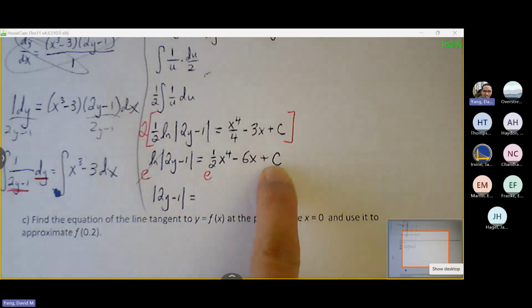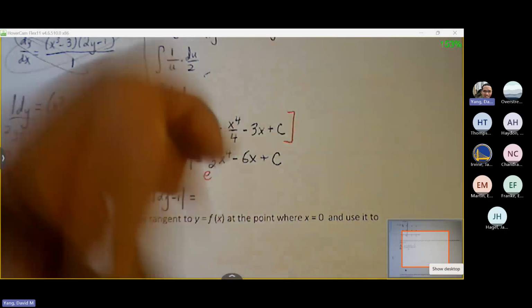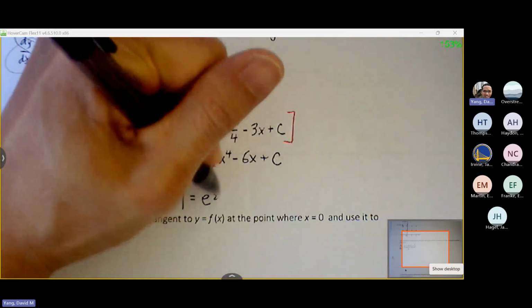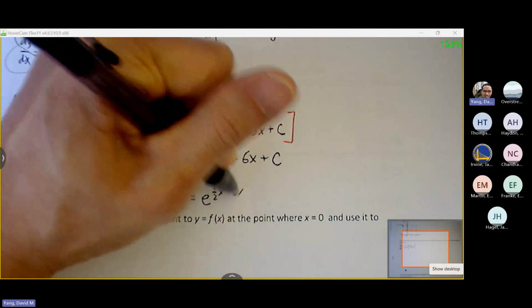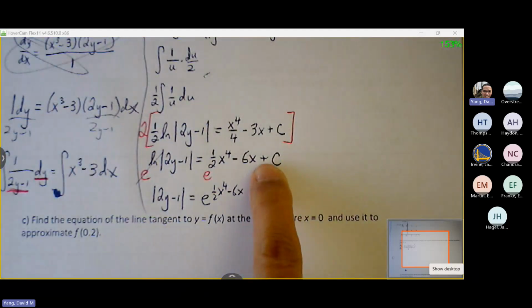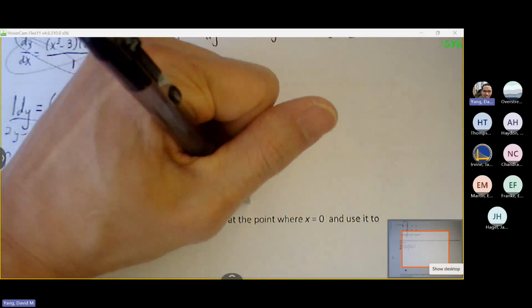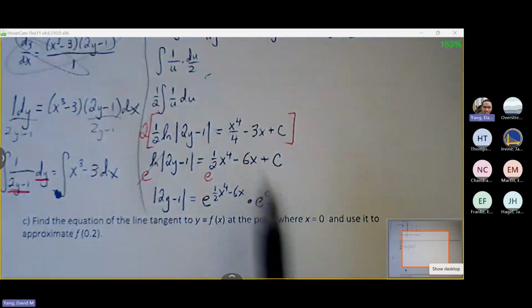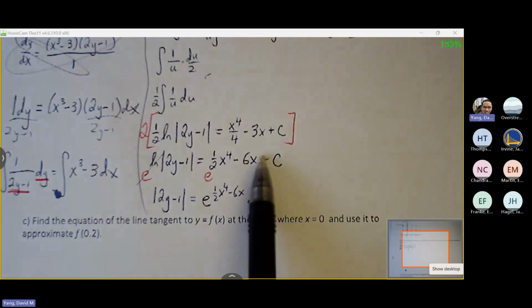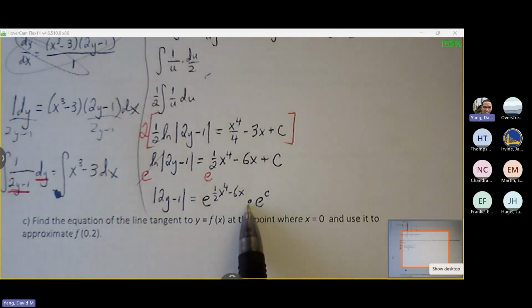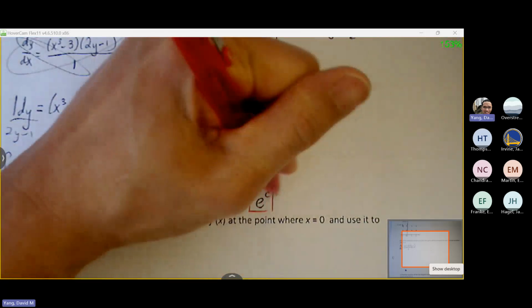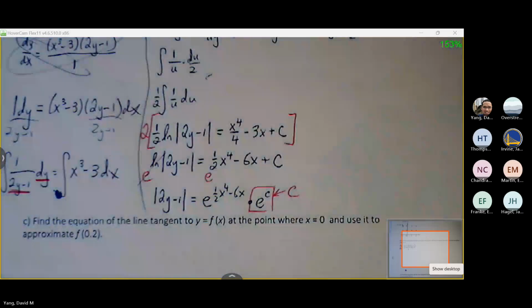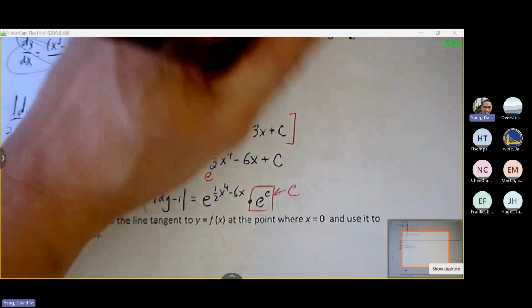And I'm going to separate that c away from my variable expression. So e to the 1/2 x to the 4th minus 6x. Remember, this plus is going to turn into something else, right? It's going to turn into what? Times e to the c, right? Multiplication. Make sure that you're understanding that it's no longer plus c. The exponent addition is going to turn into a base level multiplication. And we know e to the c is just one giant c. Pull that c out in front, drop the absolute value.